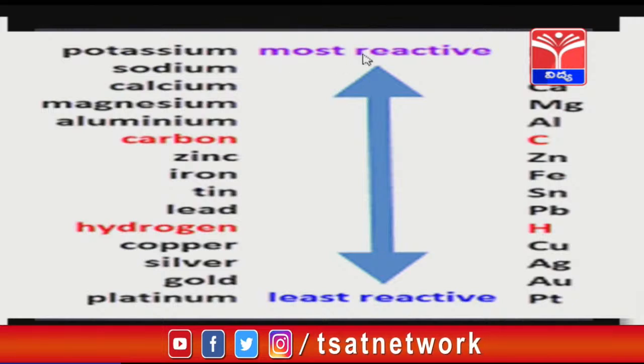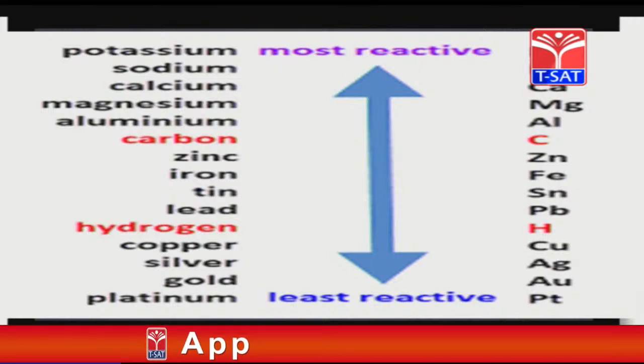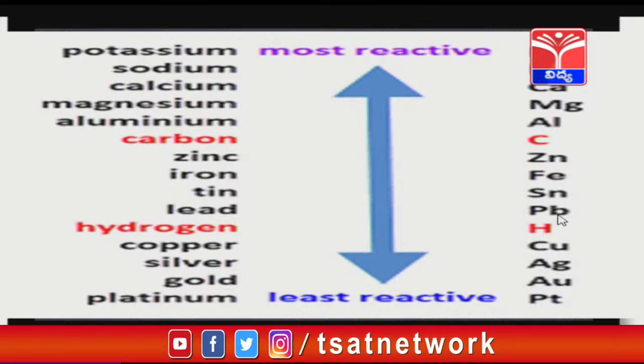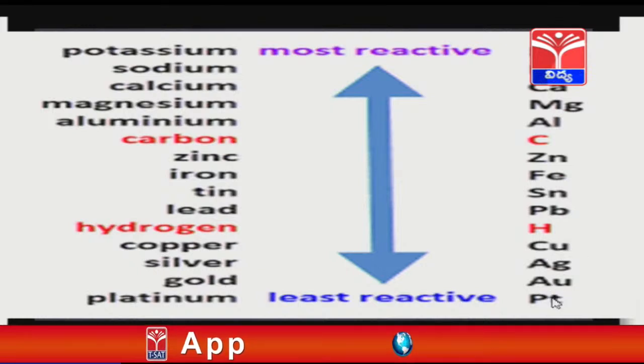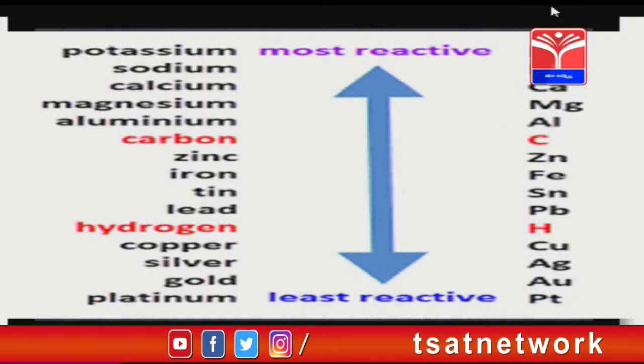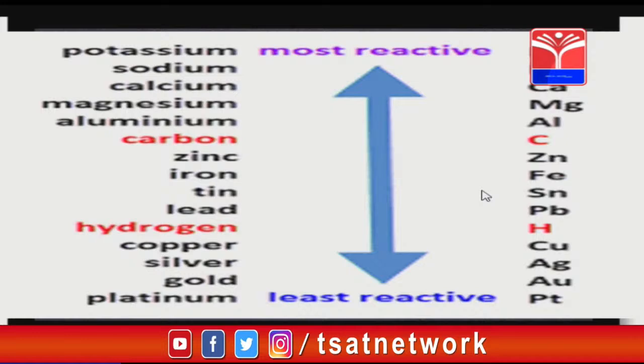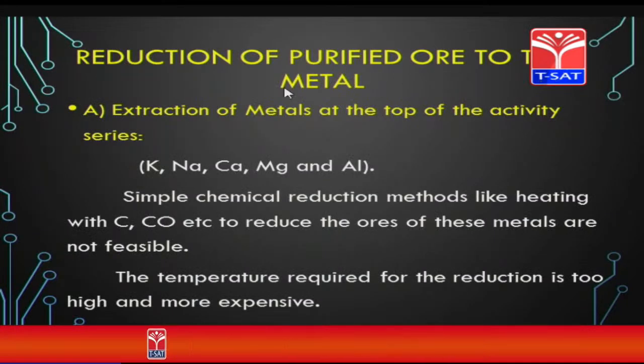Now let us just recall the activity series, children. At the top of the activity series, you can see potassium, sodium, calcium, magnesium and aluminium. These metals are highly reactive. Then zinc, iron, tin and lead are moderately reactive. And copper, silver, gold and platinum are least reactive. So extraction of metals from the ores involves the importance of this reactivity series. So, reduction of purified ore to the metal.